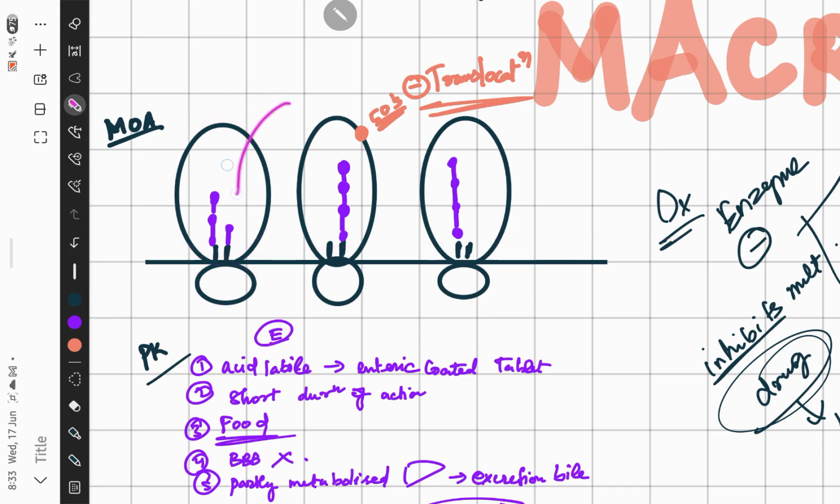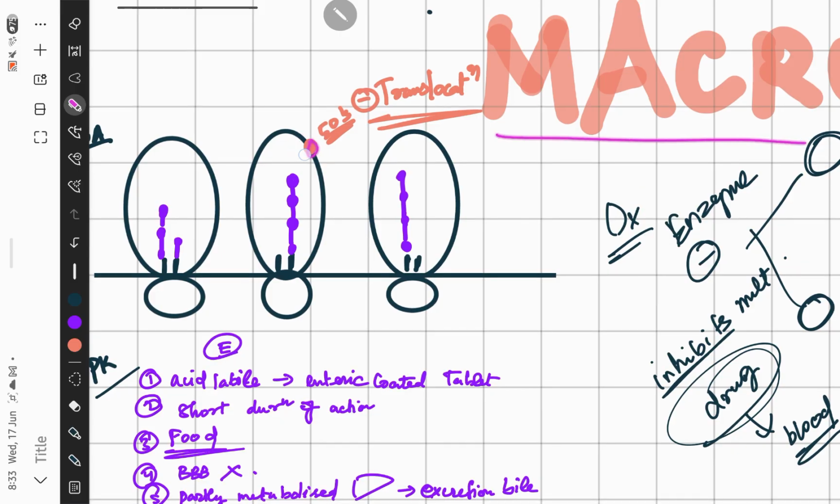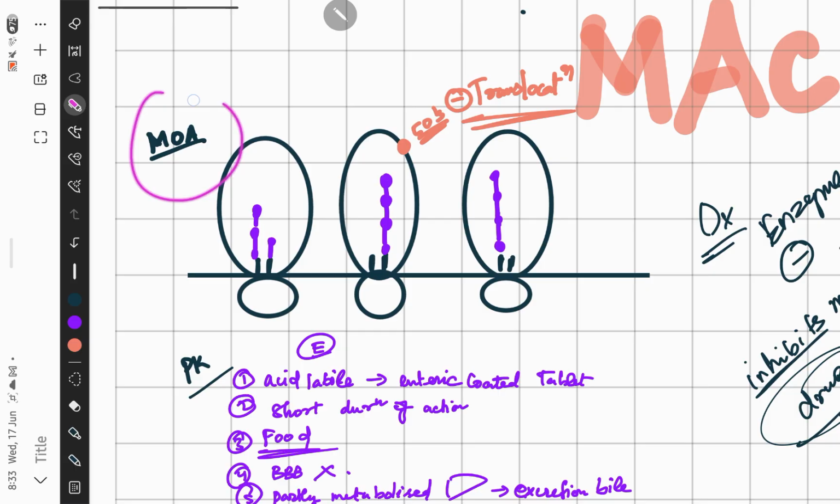We have three steps. One, the tRNA comes and binds to the A site. This is the A site and this is the P site. The A site is the acceptor site where a new incoming tRNA binds according to the codon. Then the joining of amino acids takes place by peptidyl transferase. That is the second step. Third step, this whole thing moves to this side. So this is translocation. Macrolides bind the 50S subunit and inhibit translocation. This is the mechanism of action.